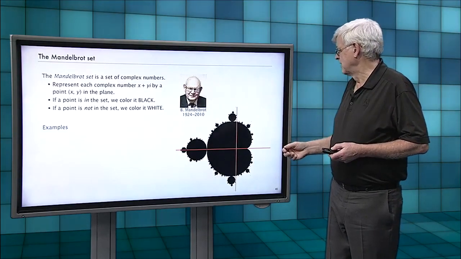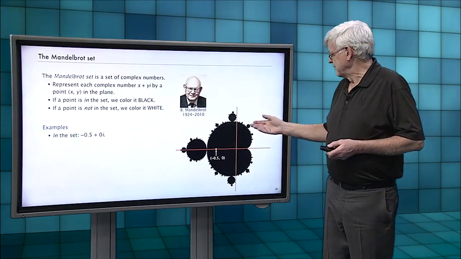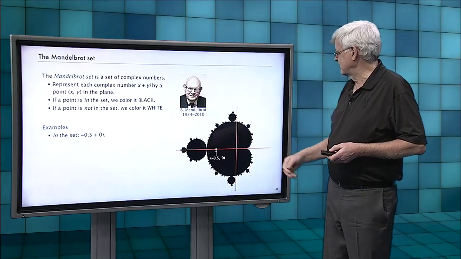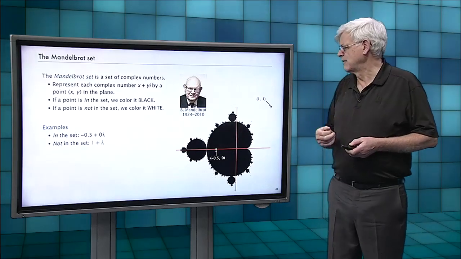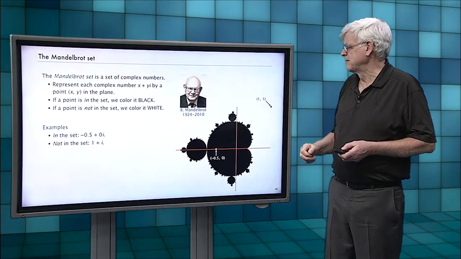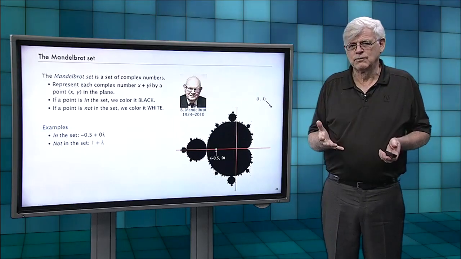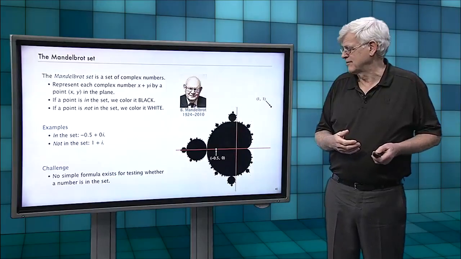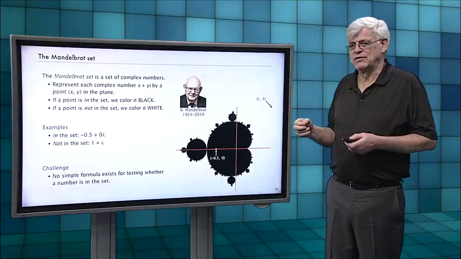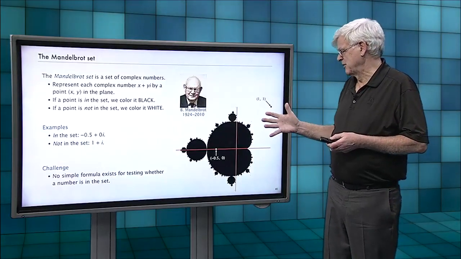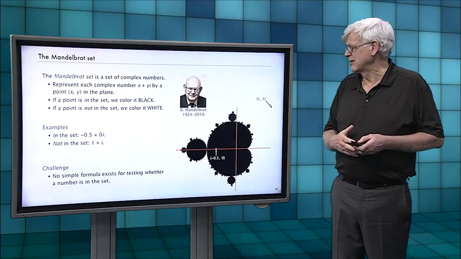So for this example, say there's this point, x equals minus a half, y equals 0. That one's in the set, so it's black. And all these points kind of around the origin are black. And then points outside here, say 1 plus i, that one's not in the set. So for every point in the plane, there's a well-defined rule for whether it's in the set or not in the set. But the challenge is there's not a simple formula for testing whether a number's in the set. We have to employ computation. And actually, even the computation we employ, there's approximations, as we'll see.